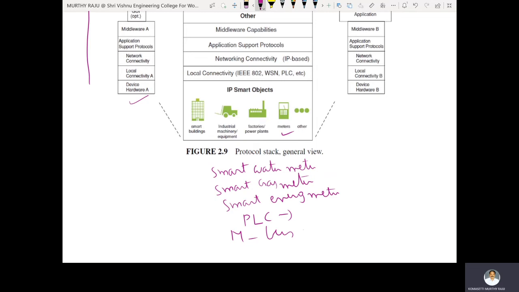In case of wireless body area network, what devices are used here? Sensors, biosensors, and motion sensors.